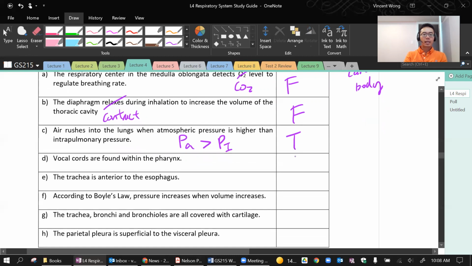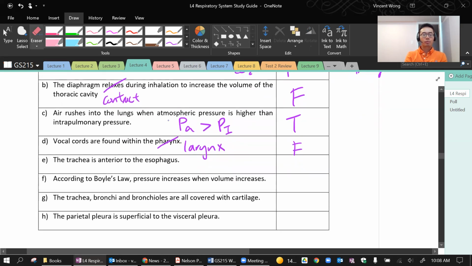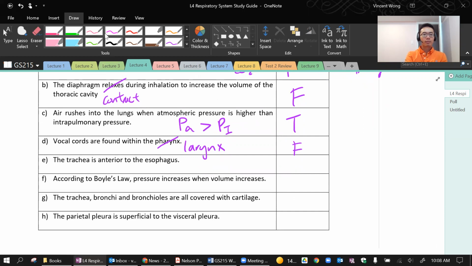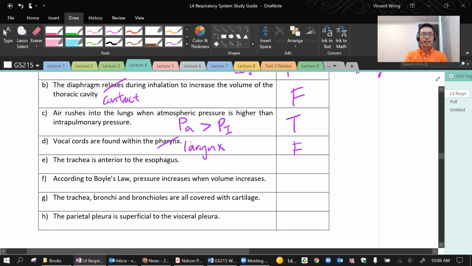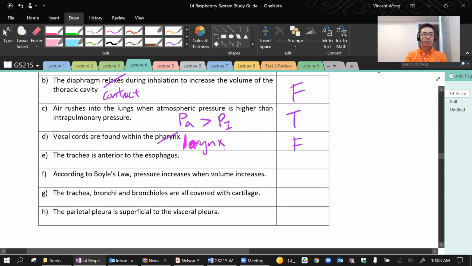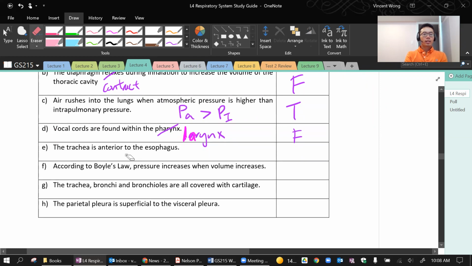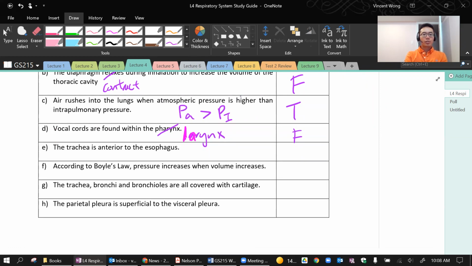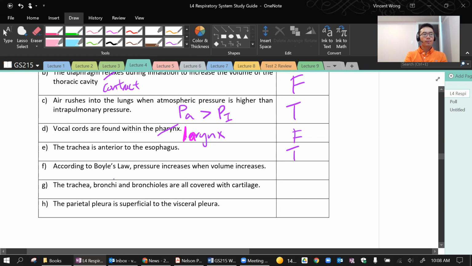Vocal cords are found in the pharynx. That is not true. It is supposed to be found in the larynx. I used to get confused between the two, but someone told me: vocal cords are for singing, and when you're singing, you're like la la la, right? So that's the larynx. Vocal cords are in the larynx. Trachea is anterior to the esophagus. We know that is true.